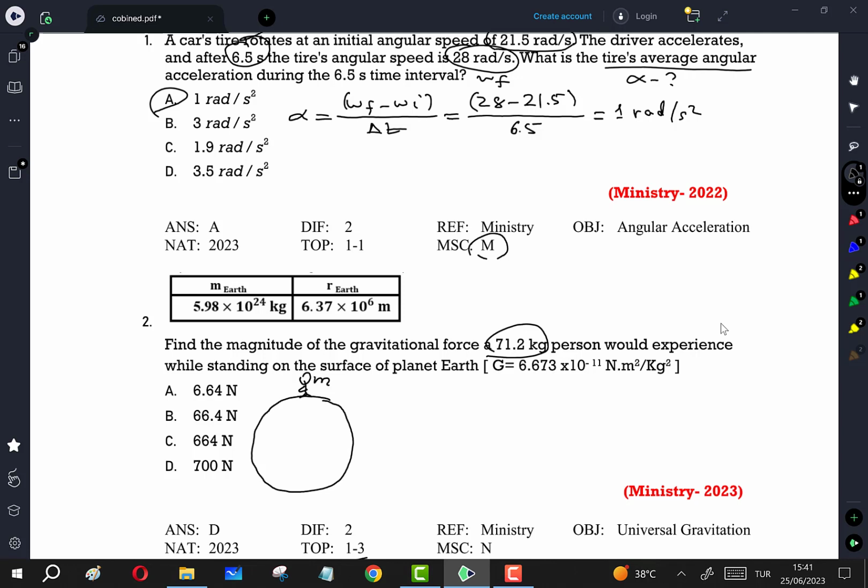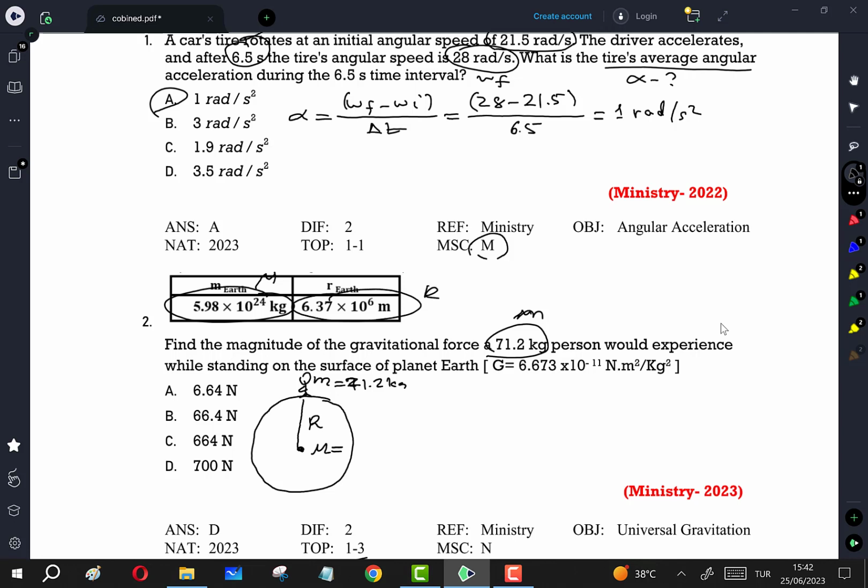So the mass of the man is 71.2 kilogram. The mass of the planet is considered to be concentrated at the center, which I will represent by capital M. Capital M is given as 5.98 times 10 to the power of 24. It's written there, no need to write it again. This is capital M, and this is small m. And the separation between these two masses is the radius of the planet, which is also given, r.